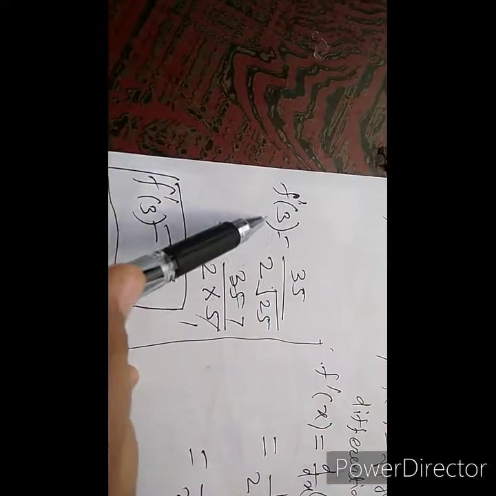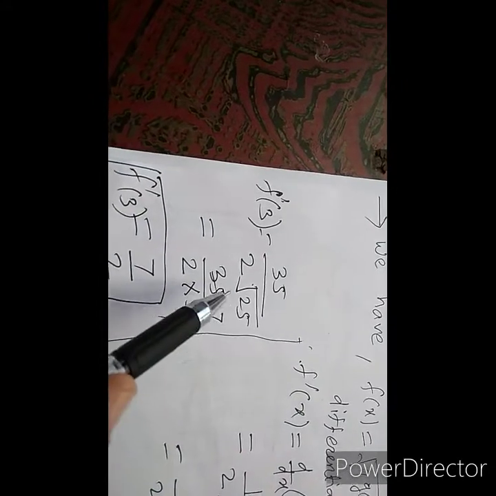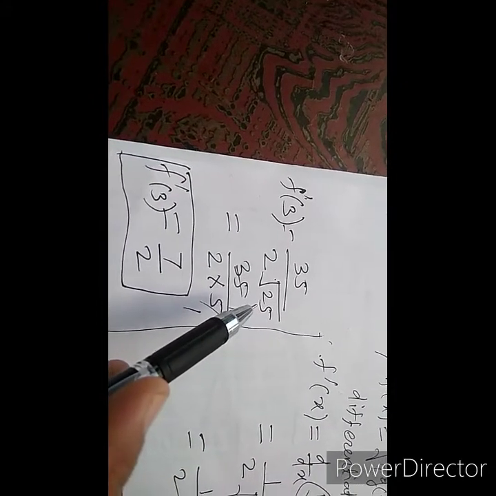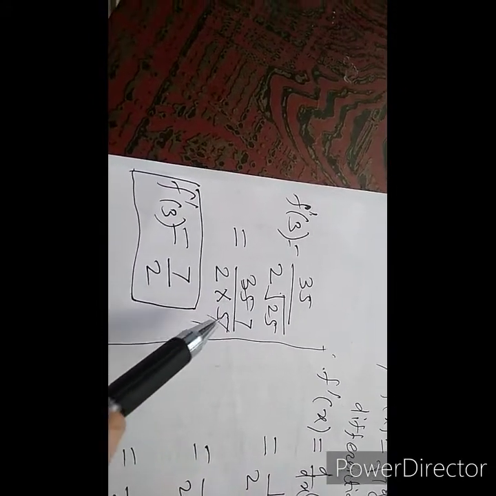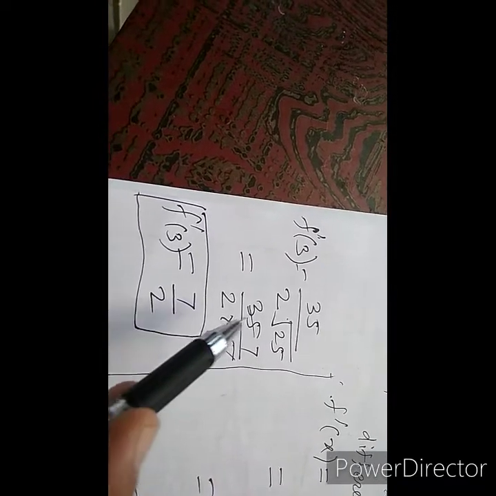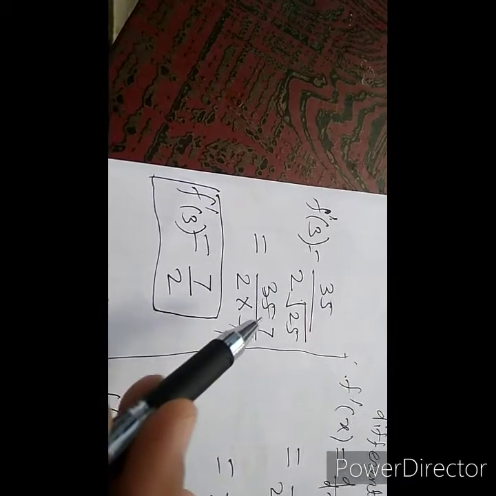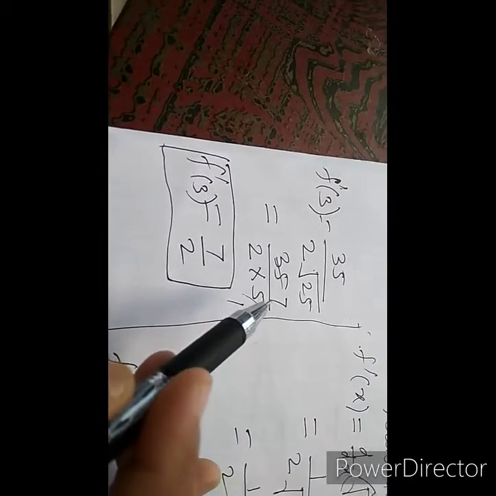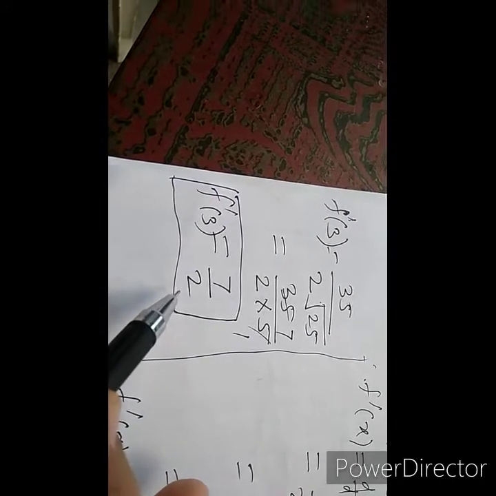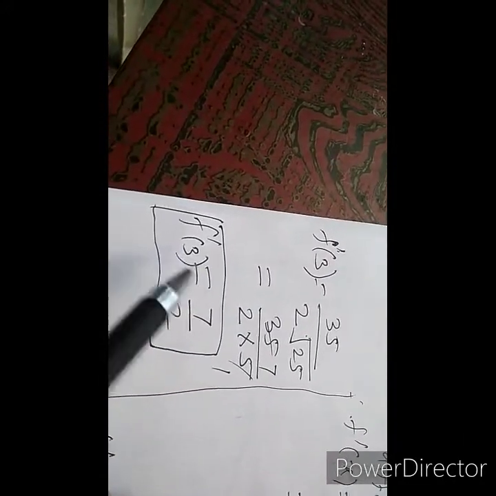Therefore, we get f dash of 3 is equal to 35 upon 2 root 25, but we know that the square root of 25, that is 5, is there. Therefore, 35 upon 5. So in 5's table, 35 is there. Therefore, by simplification, 5 ones are 5, 5 sevens are 35. Therefore, we get here 7 upon 2. And this is the answer of f dash of 3.